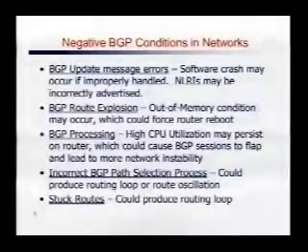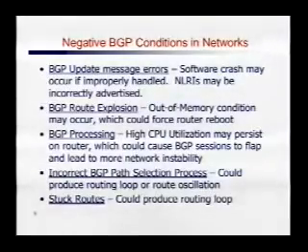Hi, I'm Scott, co-presenting here with Brent. So, negative BGP conditions that we have observed in networks are update message errors, something as simple as an error in an update message even causing a crash in a router. Of course, we have BGP route explosion, which can result in out-of-memory conditions, and that may, in fact, cause a router to reboot. And then we've all observed extensive BGP processing where we see high CPU utilization under certain conditions, particularly around BGP session and route flapping.